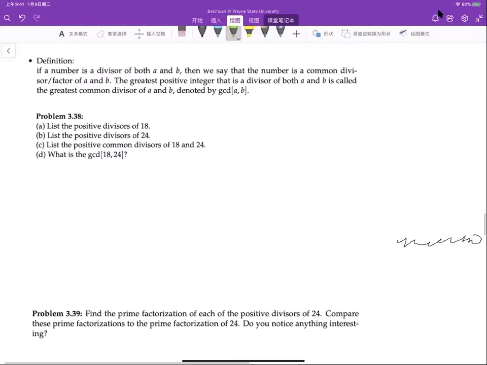After introducing the concept of divisor, we will talk about the next one. It's called greatest common divisor.